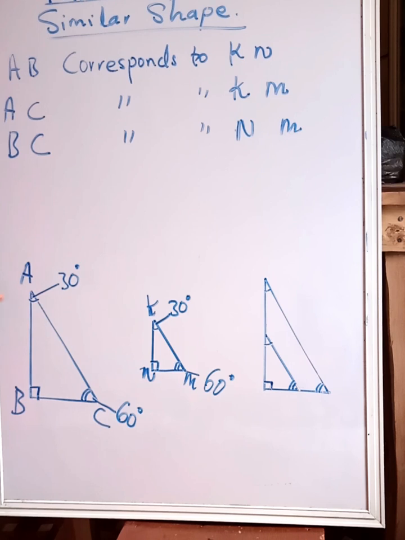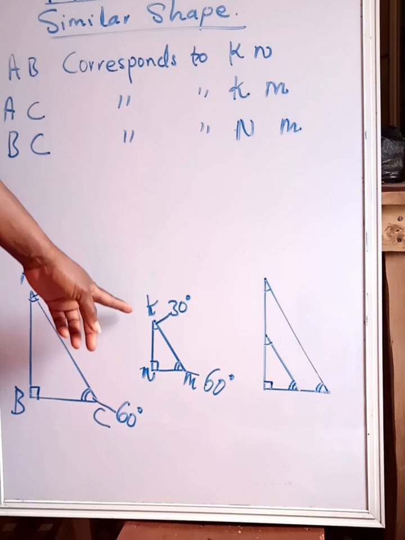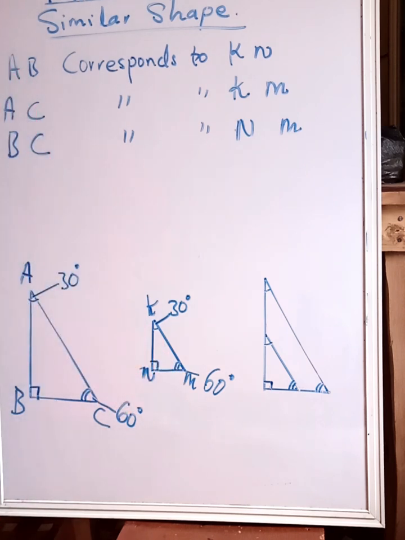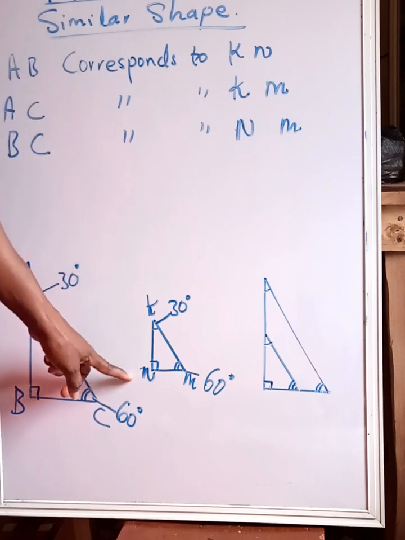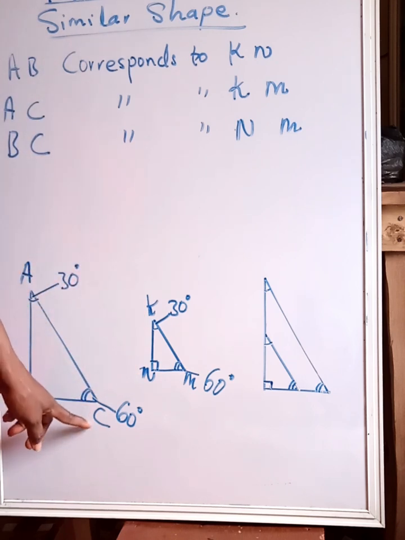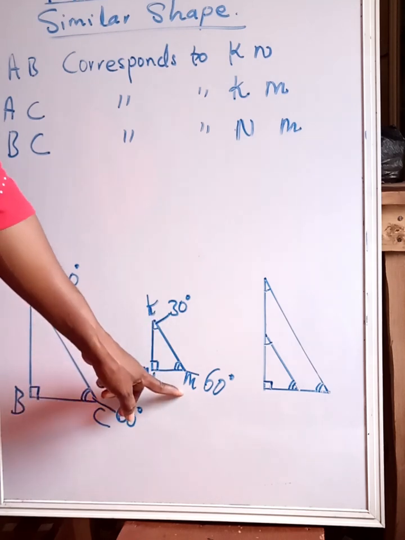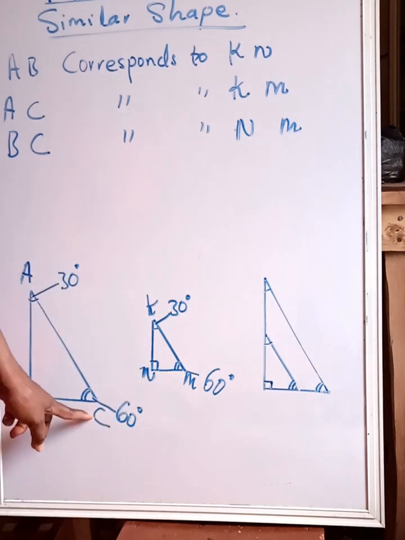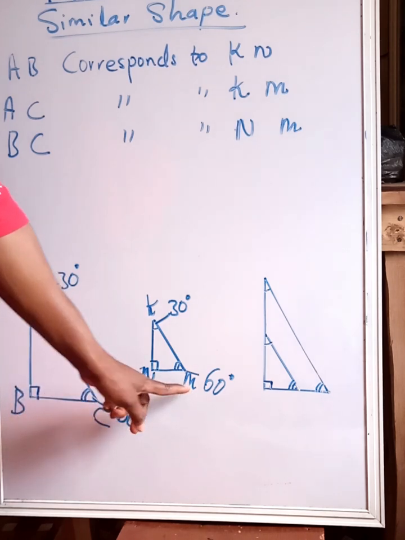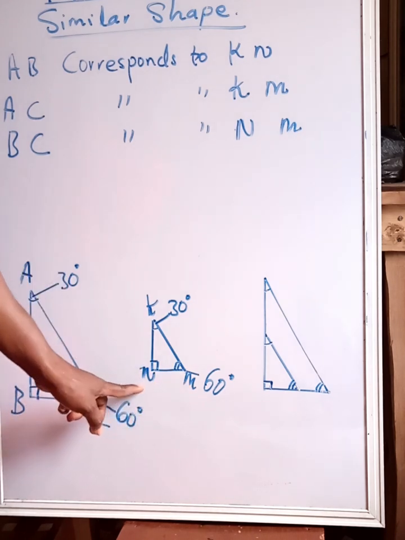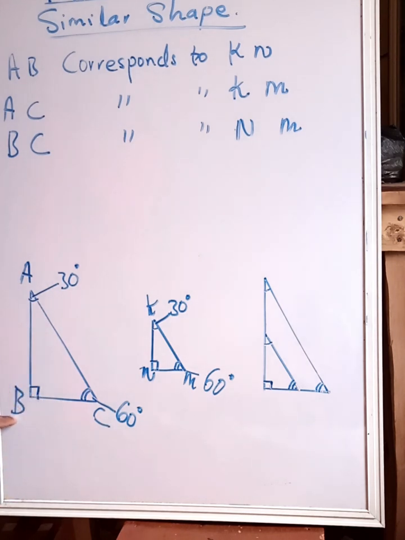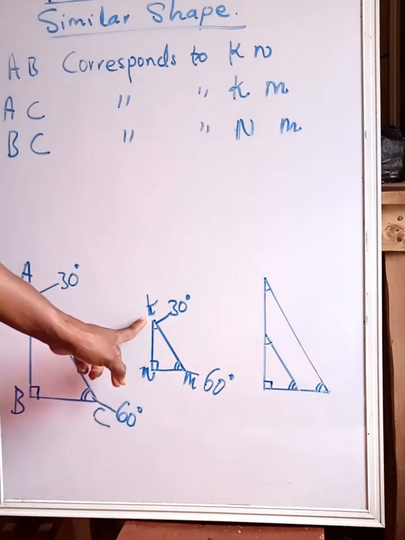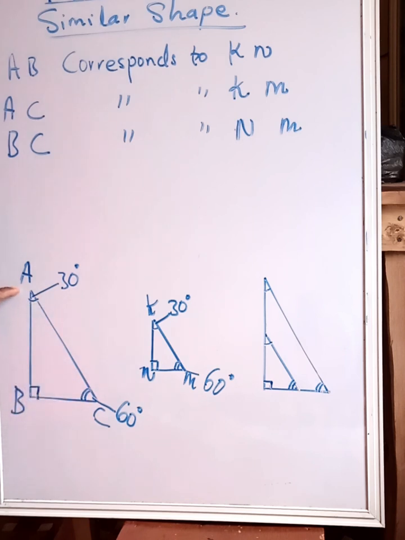With this, we can then say that if this larger triangle is labeled A, B, C, and the smaller triangle is labeled K, N, M, we can say that AB corresponds to KN. AC corresponds to KM. BC corresponds to NM. MN corresponds to CB. MK corresponds to CA. I hope what we are doing is understandable.